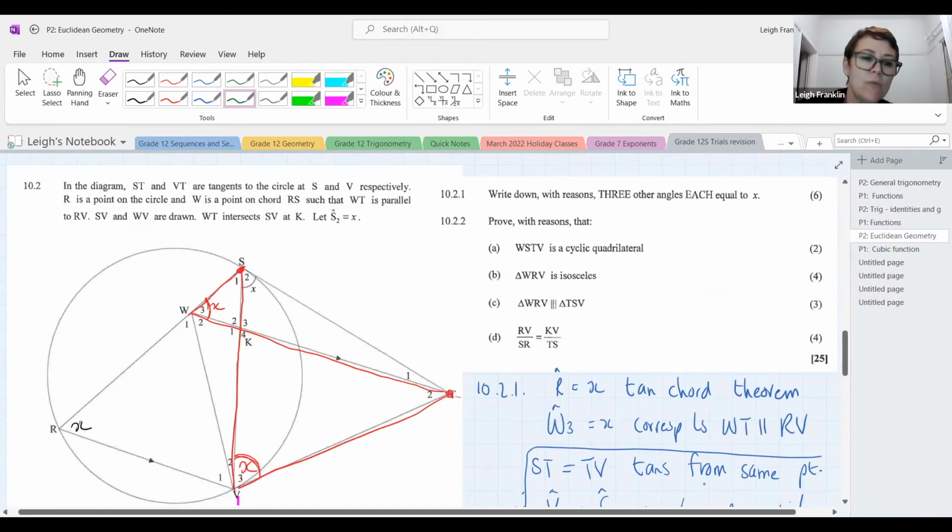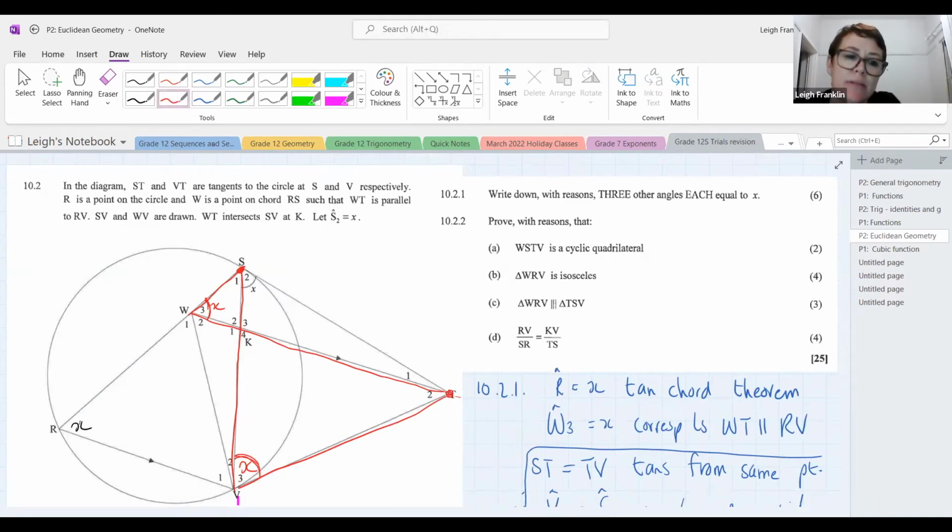Right. And now, remember earlier, there were a whole lot of you that were saying that W2 is equal to X. Well, now it is, because WSTV is now cyclic, so W2 will be equal to X because of angles in the same segment. Which we may need. In fact, we do need, because we want to prove that WRV is isosceles. That's this bit over here. So here's WRV, this triangle over here.